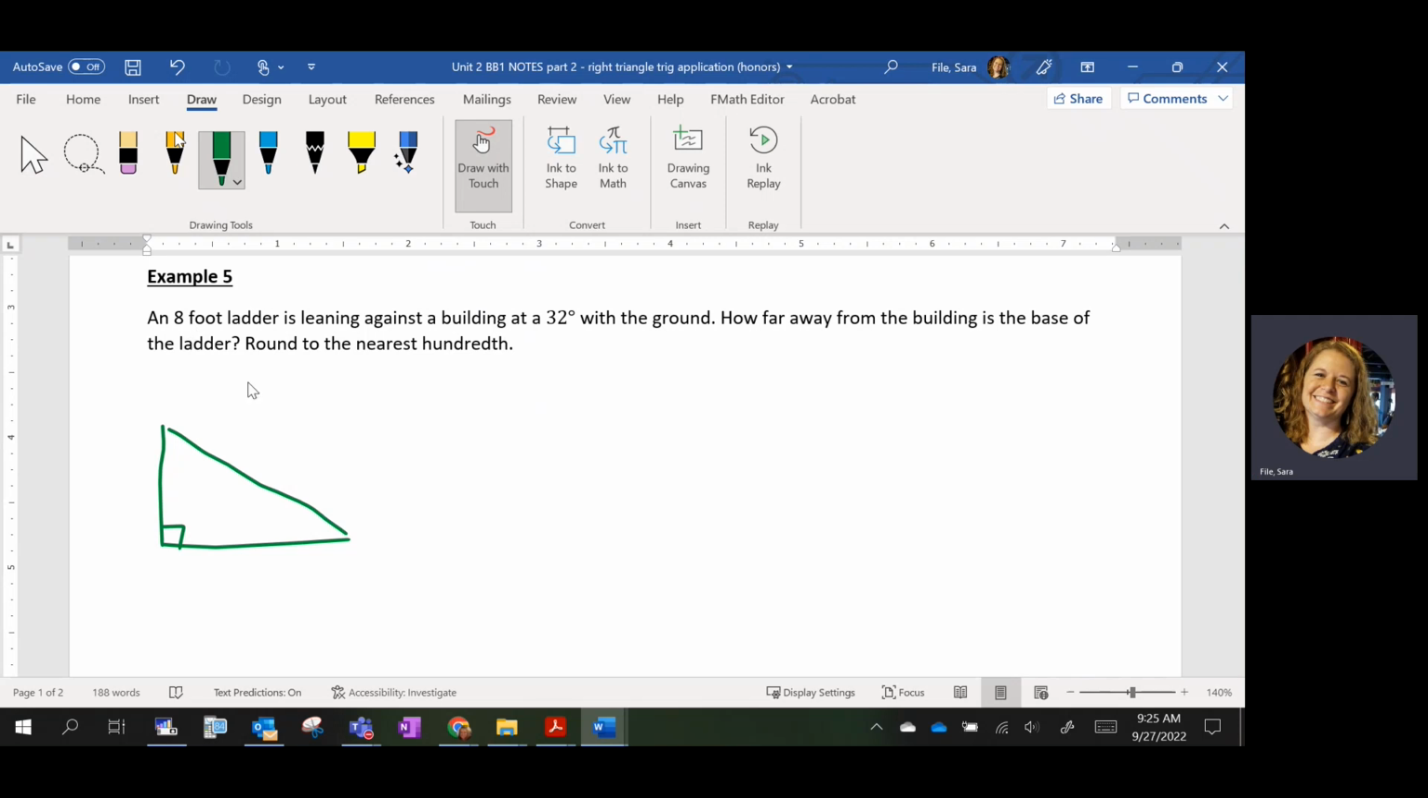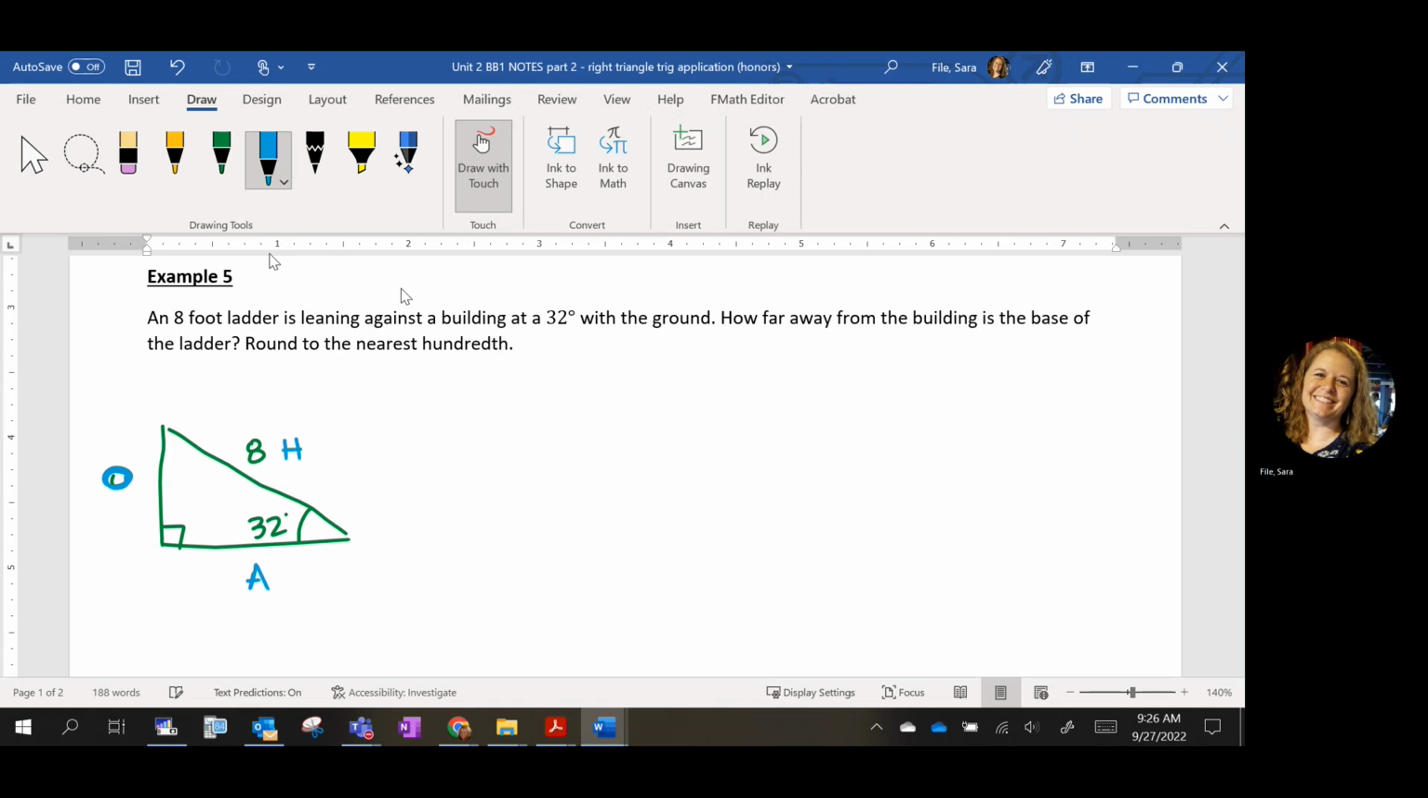So it says an 8-foot ladder is leaning against the building at a 32-degree angle with the ground. So the ladder and the ground, that is the angle that's 32 degrees. From the 32-degree angle, that's where we label opposite, adjacent, and hypotenuse. So the question is asking us to find how far away from the building is the base of the ladder. Wouldn't that be this piece here?